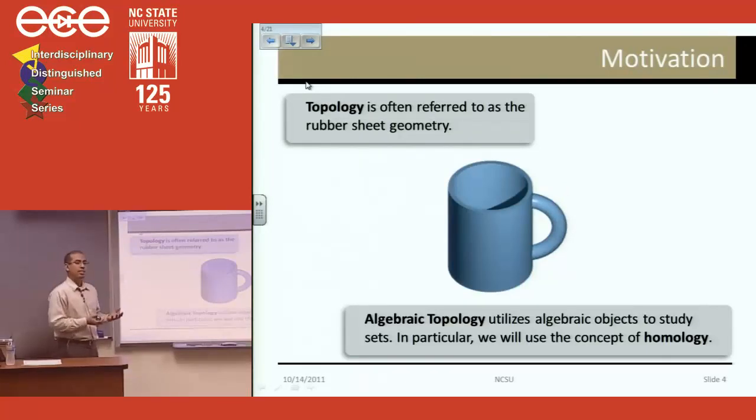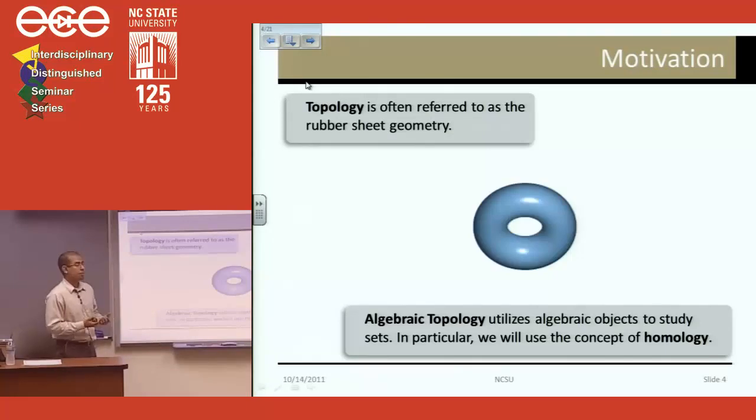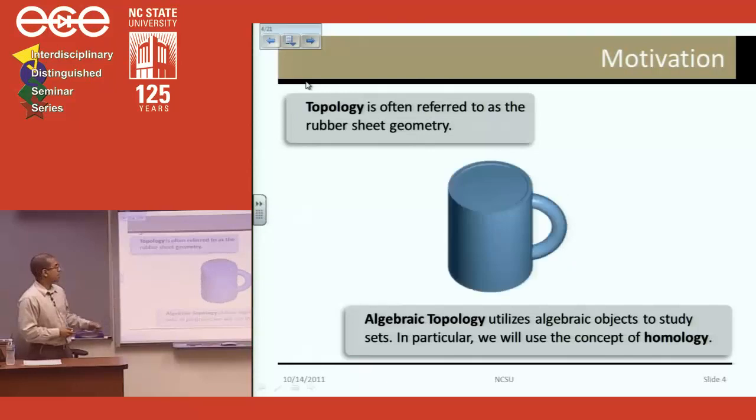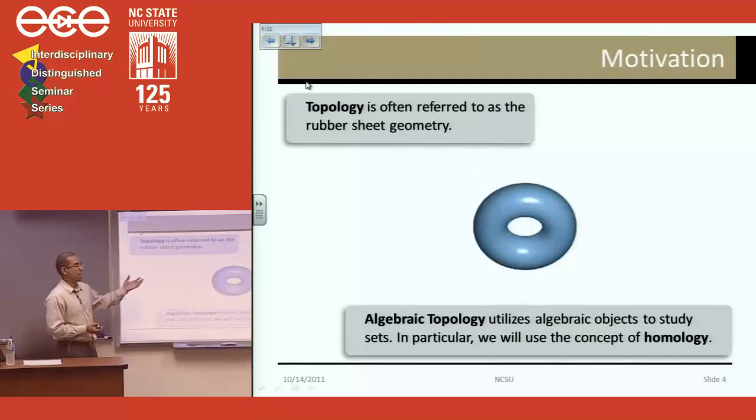So they are both essentially equivalent in terms of topology. What we're going to do in particular is look at some algebraic topological objects, which give us some sort of characterization of that space. In particular, we're going to look into homology, and I'll go into that a little bit later.